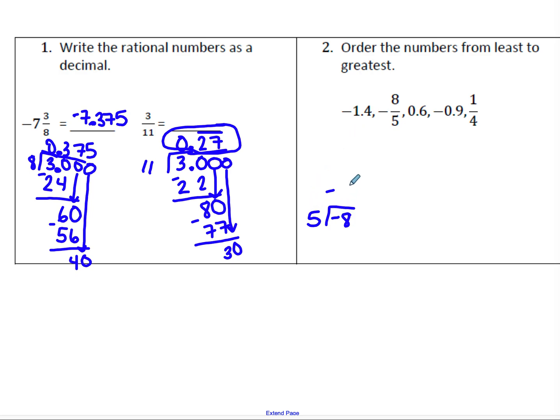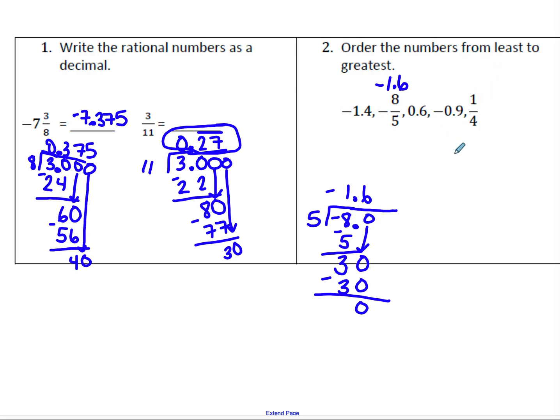Okay, 5 goes into 8 once. 1 times 5 is 5. 8 minus 5 is 3. I'm going to add a decimal, add a decimal, add a 0. Bring it down. Okay, 5 goes into 30 6 times. 6 times 5 is 30. 30 minus 30 is 0. Okay, I'm done with this one because I had a 0 as a remainder. So above that -8/5, I'm just going to write in our decimal, -1 6/10.